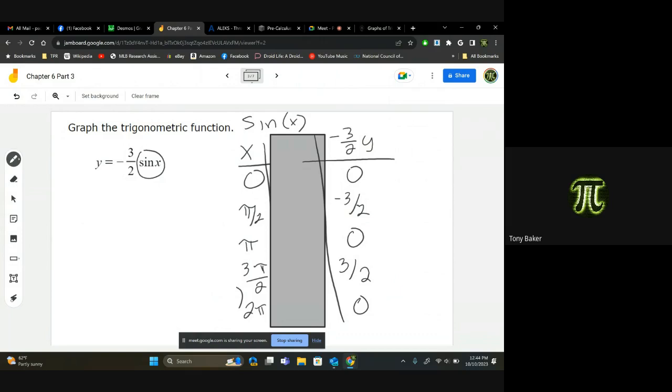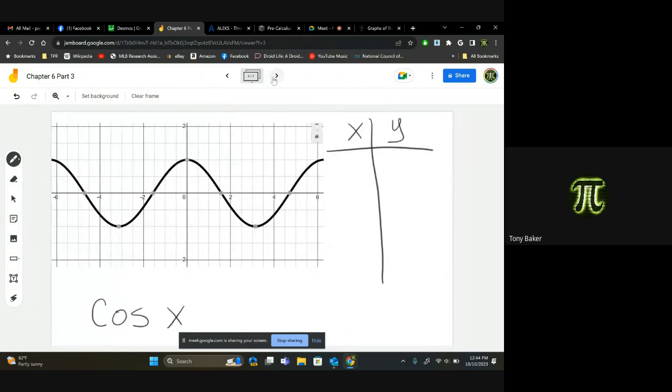So it all goes back to this. Your amplitude is the number multiplied by your trig function. So in this case, my amplitude is negative, or actually it's just 3 over 2 because it's always positive. It's the absolute value of that number there. So my amplitude is 3 over 2. That means it's how high it's going up and how low it's going down. If there was no number there, it would be just 1. So in the parent function, your amplitude is always just 1. All right. Let's look at cosine.